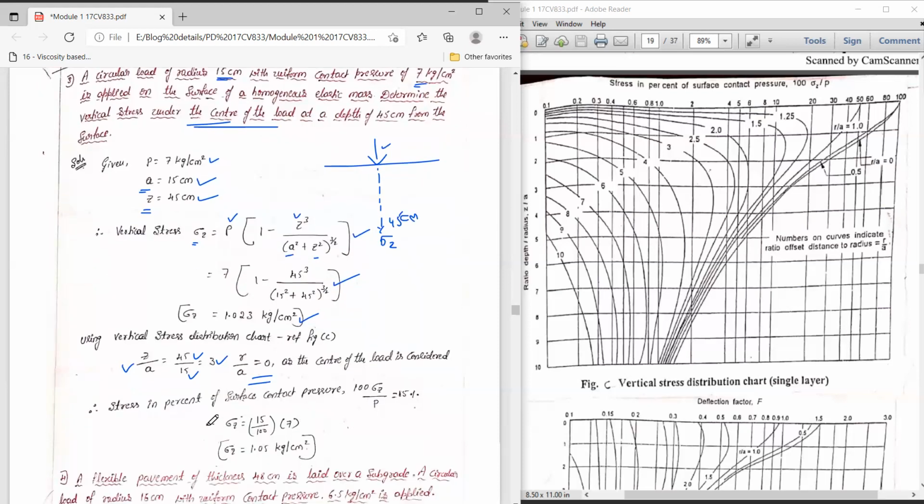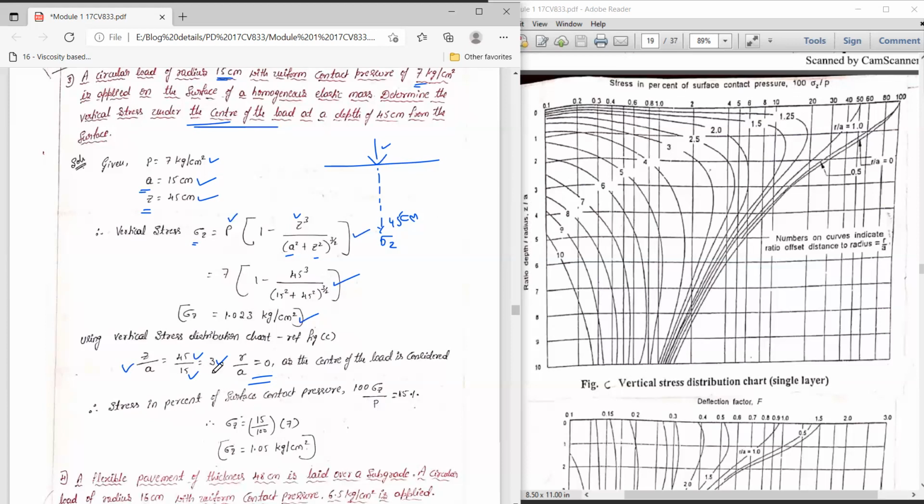Now you have to locate these Z by A and R by A values in order to get the sigma Z value in the graph. How to locate? Here I am going to show. In this graph, the y-axis indicates Z by A values and the x-axis indicates 100 into sigma Z by P. I repeat, the y-axis indicates Z by A value, the x-axis indicates 100 into sigma Z by P, and the curves indicate R by A values.